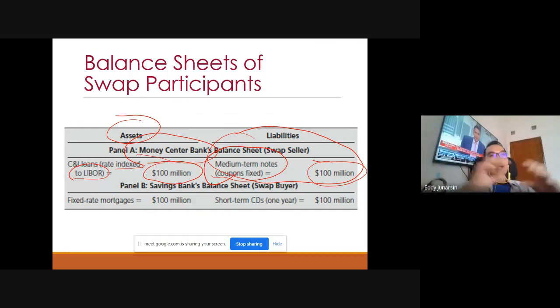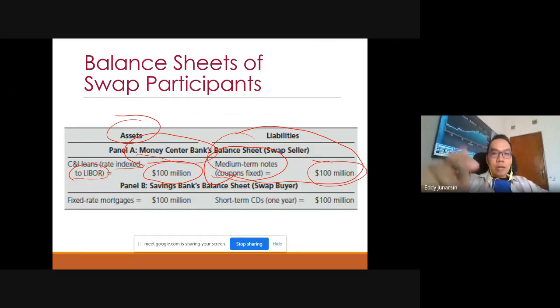So you see there's a, we don't call it mismatch, but maybe a discrepancy between the payment systems. On the asset side, they will get return in the form of the floating rate return, variable rate return. But on the other hand, on the financing side, on the liability side, they have to pay the fixed rate obligation.